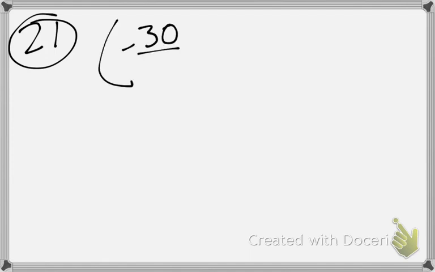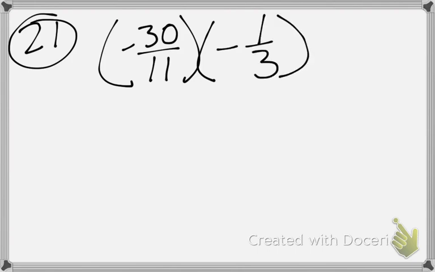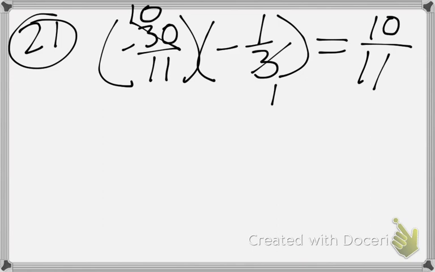Next up is number 21. So I've got negative 30 over 11 times negative 1 over 3. I've got some simplification I can do first because 3 divided by 3 is 1. 30 divided by 3 is 10. Then I just multiply straight across. 10 times 1 is 10. 11 times 1 is 11. So I have 10 over 11. And it's a negative times a negative, which means I've got a positive for my final answer.